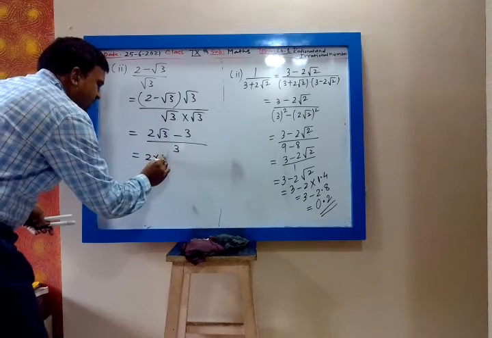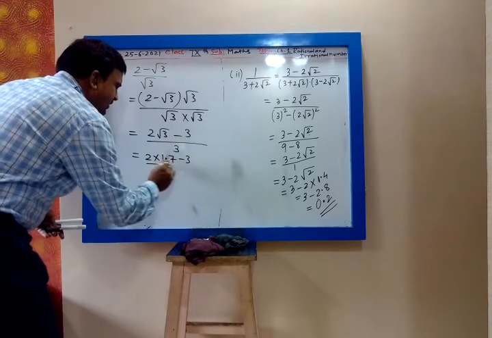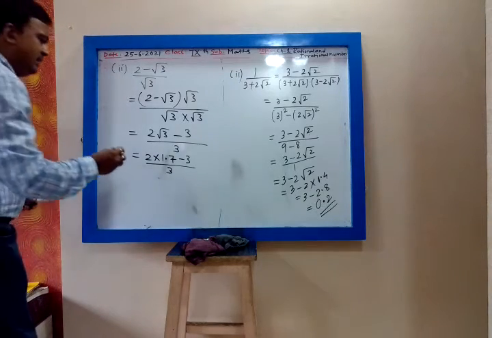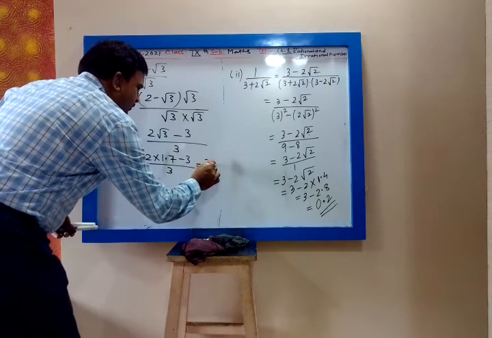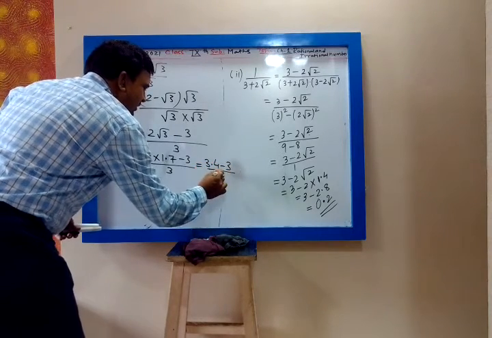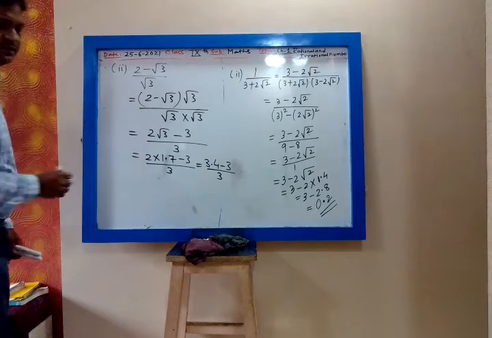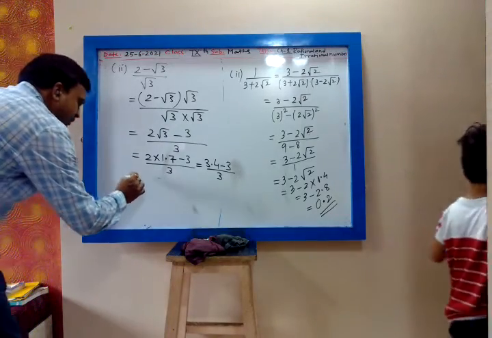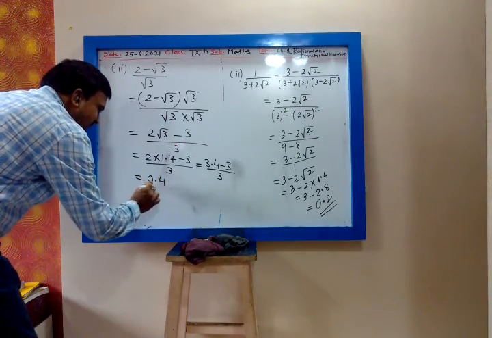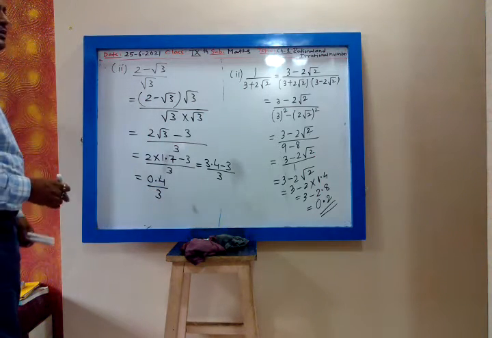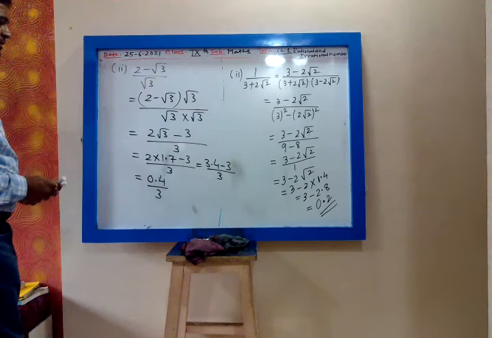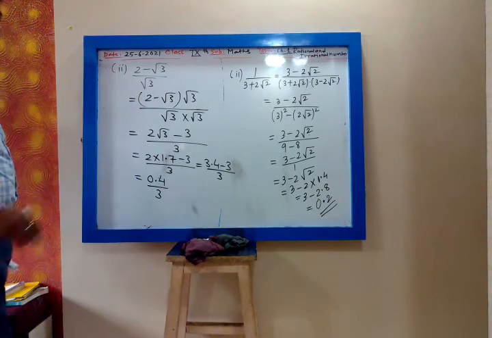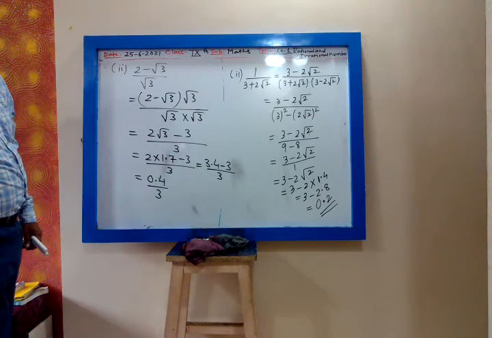So 2 into 1.7 minus 3 upon 3. 2 into 1.7 is 3.4. 3.4 minus 3 is 0.4. Correct. So that is 0.4 divided by 3. If you want to remove this decimal, then this will be 4 upon 10, so you can divide this.